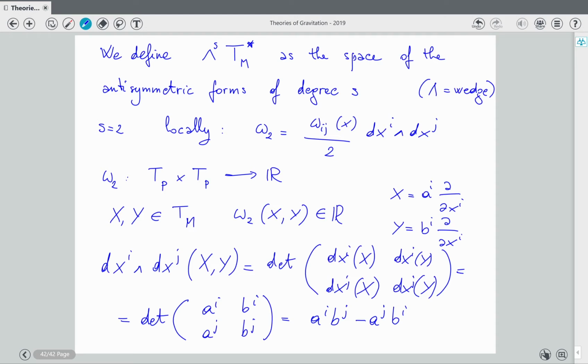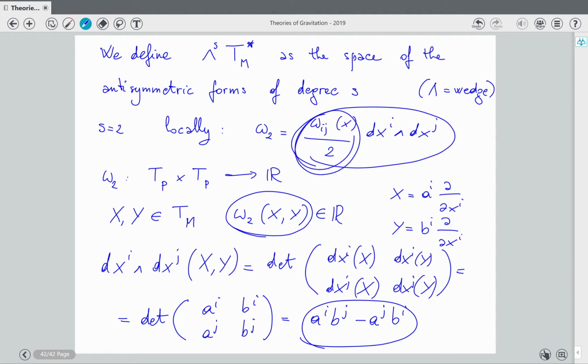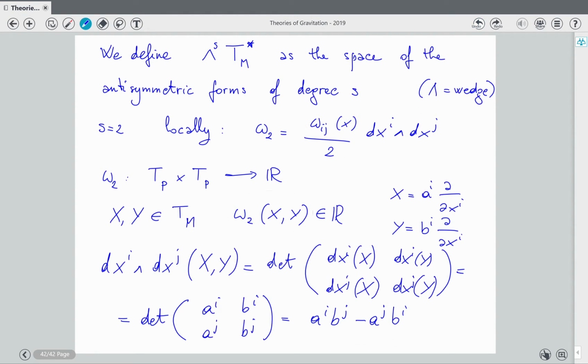Then you take the determinant and you have ai bj minus aj bi. Therefore, when you act with omega 2 on X, Y, with this object, if you want to compute it, you just apply the definition. That is to say, you multiply this thing by the factor in front, omega ij divided by 2. Note that omega ij must be an anti-symmetric matrix.